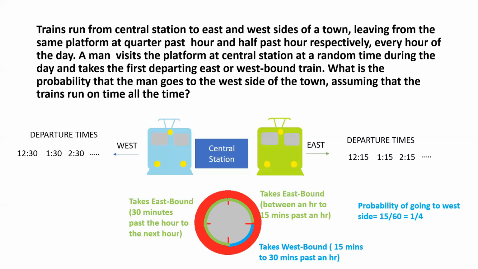So the probability would be then 15/60. We have 60 minutes in an hour, but if he arrives only within that blue zone, which is a 15 minute duration, he will end up taking the westbound train. So the probability in this case is going to be 15/60, which is 1/4.